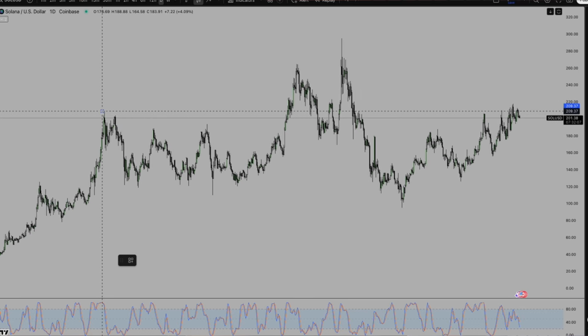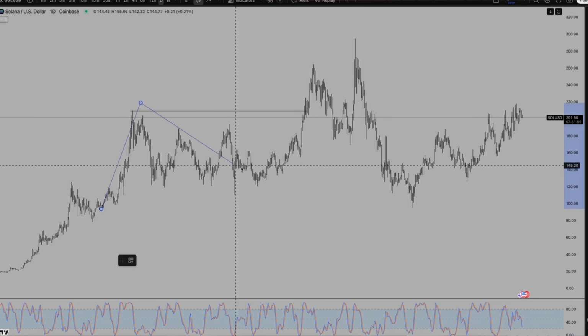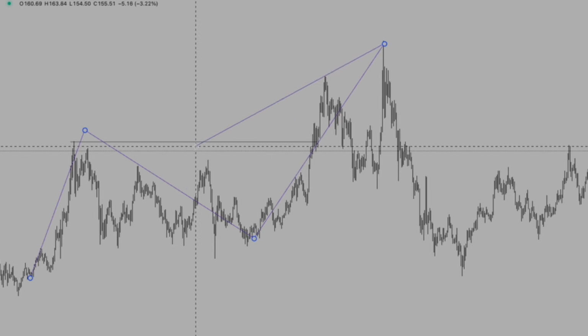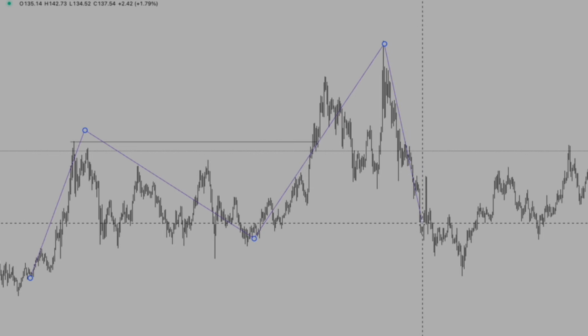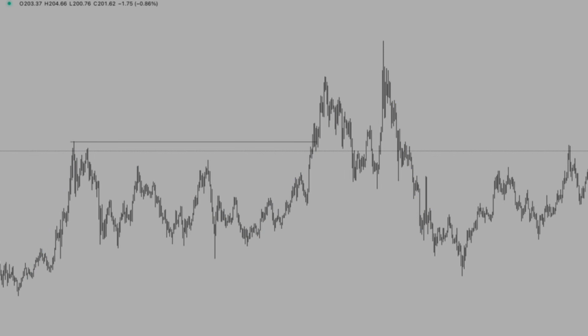So here we broke structure to the upside, which simply tells me the market is moving up. It came this way, then did all this consolidation, moved up, broke structure here. We should expect it to come this way and move up higher, but it did not. What happened was that it broke structure again to the downside. So you can see the break of structure right here.